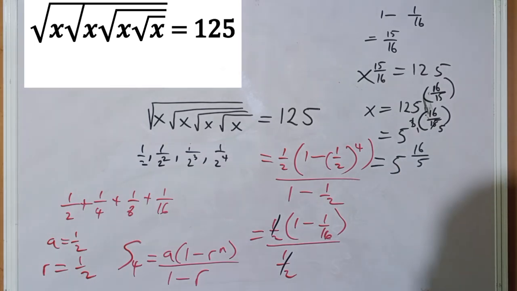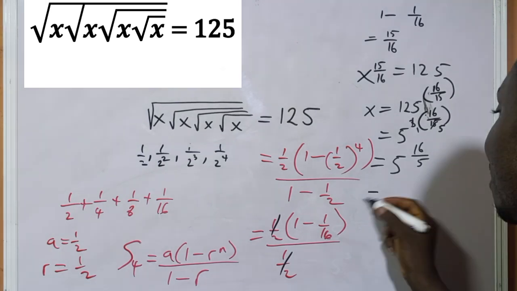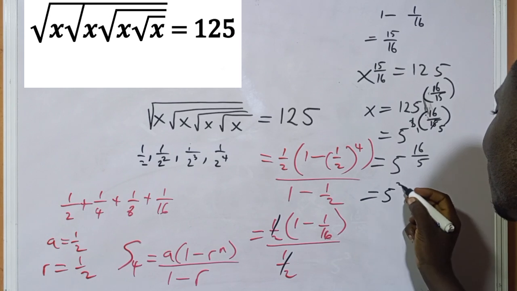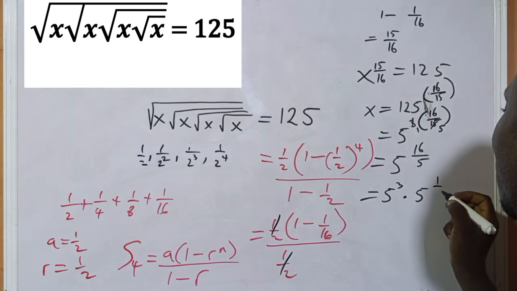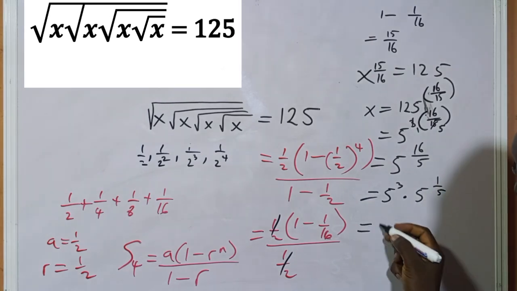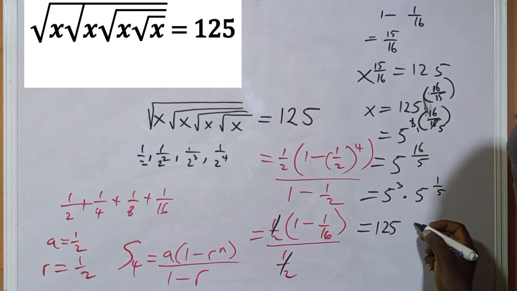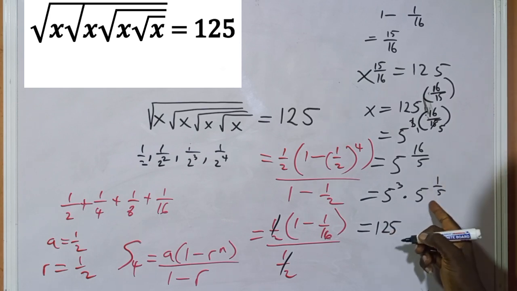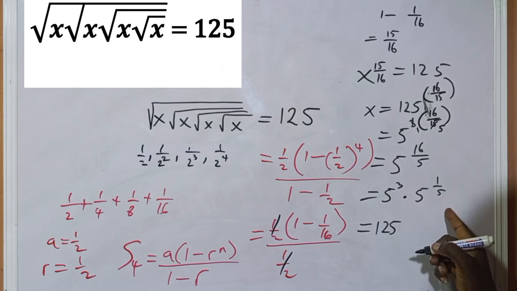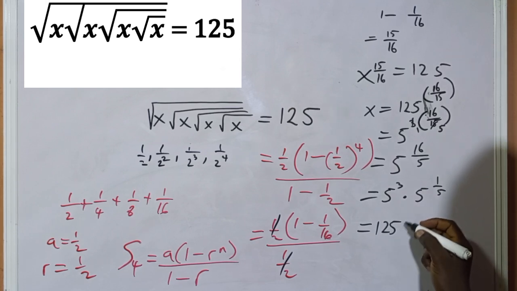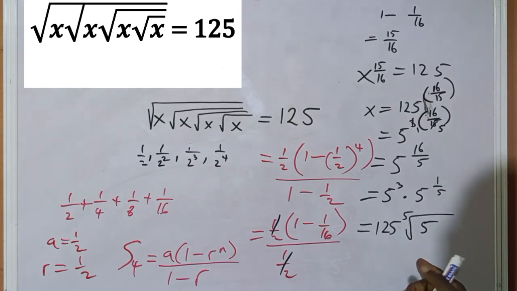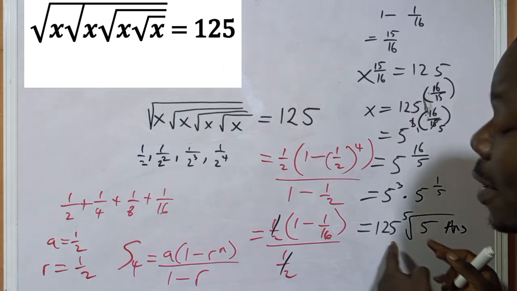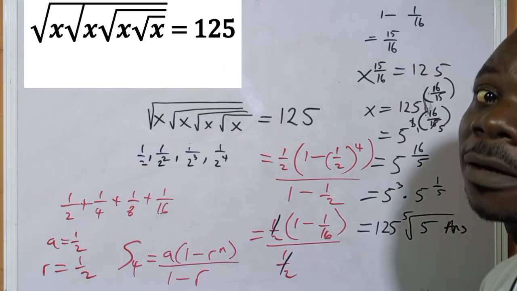This is your answer. You can leave it like this, or you can simplify it further by following the law of indices. Since you have this, you can have 5 raised to power 3 times 5 raised to power 1 over 5. So you can now have 125 times the fifth root of 5. This is now the answer. In order to get the exact or approximate value, you can use a calculator, but this is the final answer.